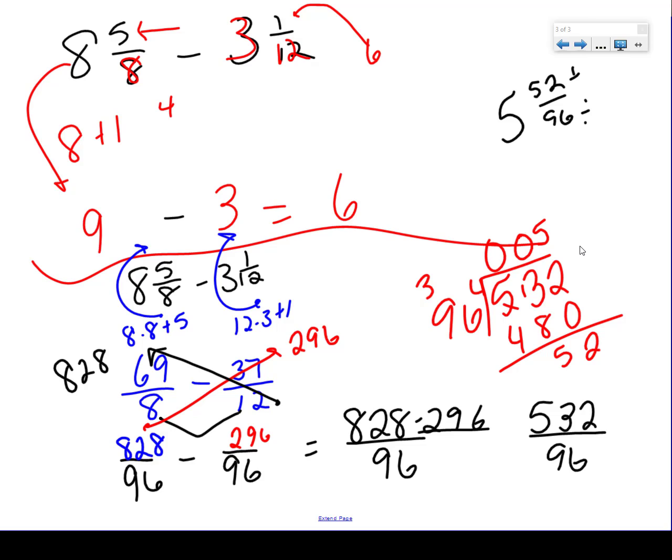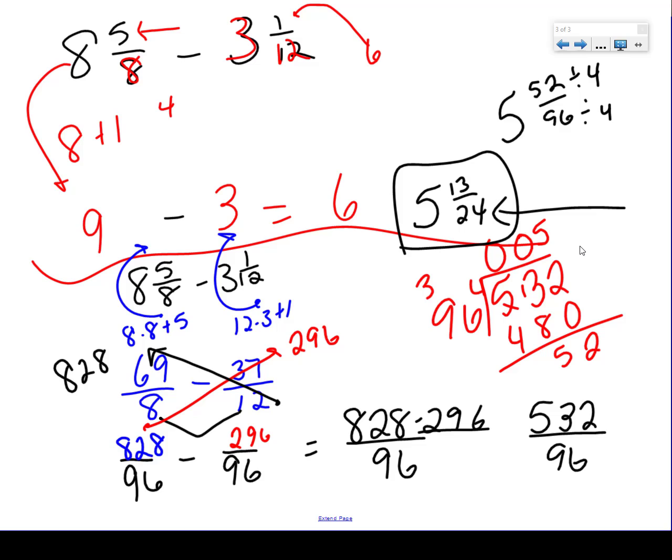I know I need to simplify this. And so I'm going to divide by 4 on both of these. And I believe I end up with 5 and 13 24ths. So half of 24 is 12. My numerator is greater than 12, so the estimation of that being 6 from our original problem makes a lot of sense. So my estimate answer is 6, my exact answer is 5 and 13 24ths.